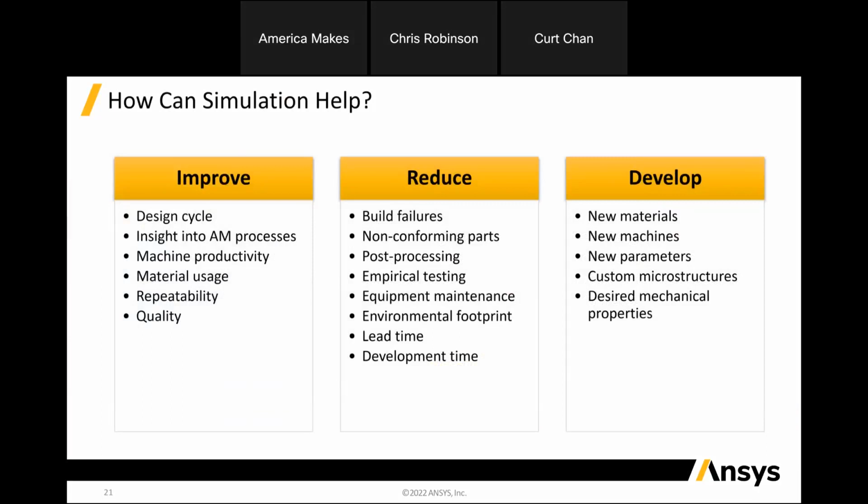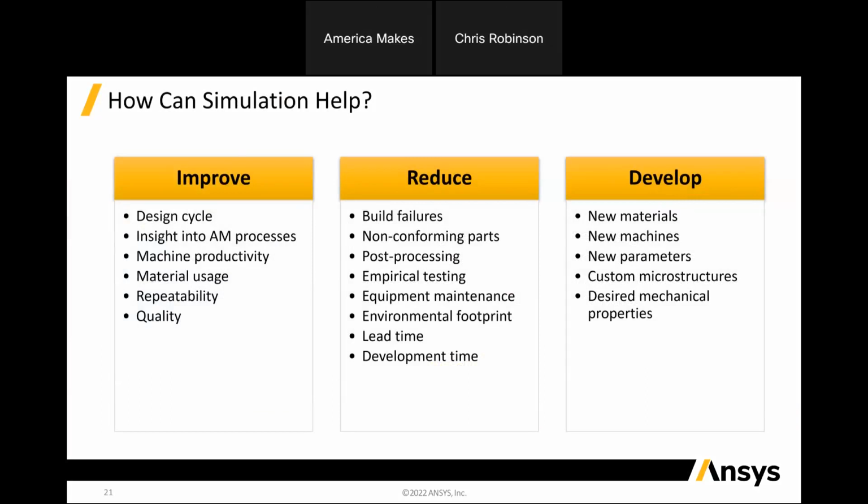can help, you're able to improve in multiple areas, like improving the design cycle, insight into AM processes, machine productivity, material usage, repeatability, quality. You can start to reduce things like build failures, non-conforming parts, your post-processing, the empirical testing, equipment maintenance, environmental footprint, lead time, development time, all these things that can be reduced.